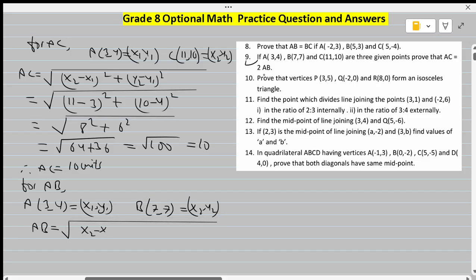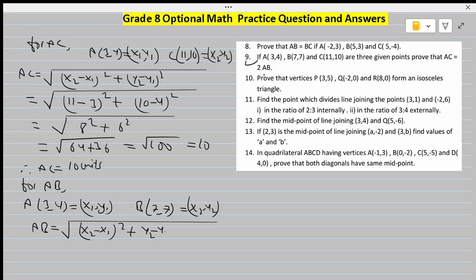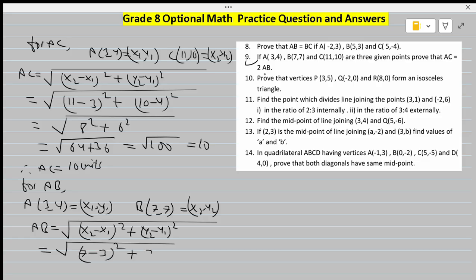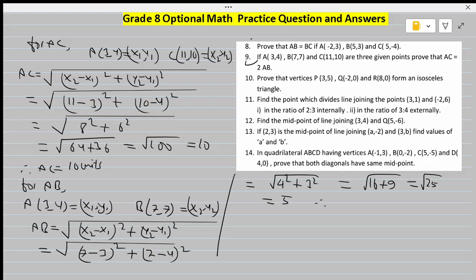The rule is the same: x2 minus x1 squared plus y2 minus y1 squared, and again we keep in the respective values. So x2 we have 7 and x1 we have 3, y2 we have 7, y1 we have 4. So it equals 7 minus 3 is 4, 4 squared, 7 minus 4 is 3, 3 squared. So 4 squared is 16, 3 squared is 9, the sum is 25, and the square root of 25 is 5. Therefore we got AB equal to 5 units.